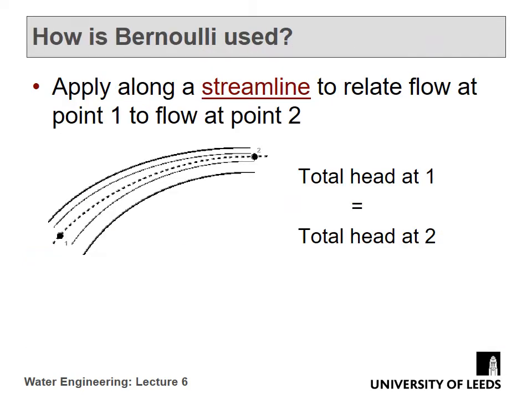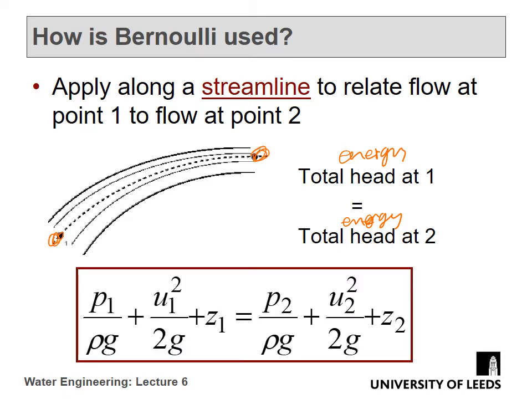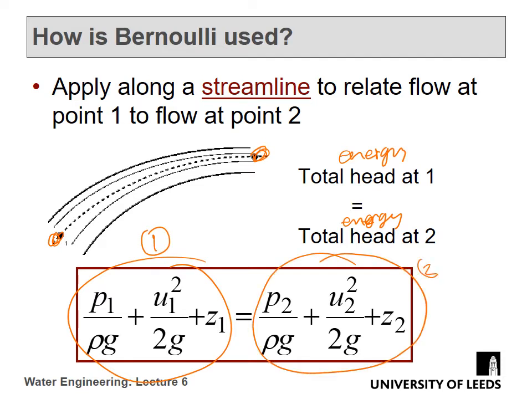How do we apply that? We say, well, those three components are constant along a streamline. So the total energy per unit weight, or what we will also call the total head, total energy at point 1, is equal to the total energy at point 2. So we can write the Bernoulli equation like that: the three components of the Bernoulli equation at point 1 are equal to the three components at point 2.